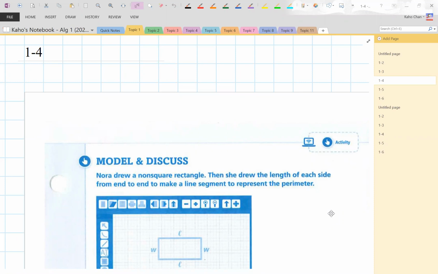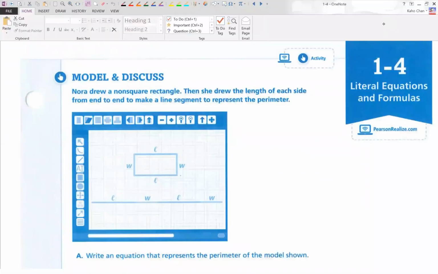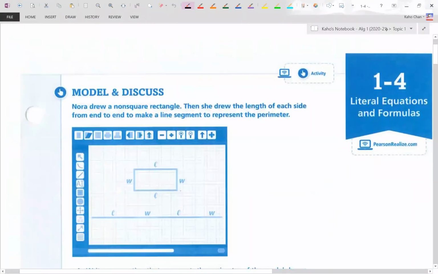I'm about to do Algebra 1, Lesson 1-4 on literal equations and formulas. Please turn your note takers to page 13. Here we go. All right. We have a little opener. Please read along with me as I read out loud.